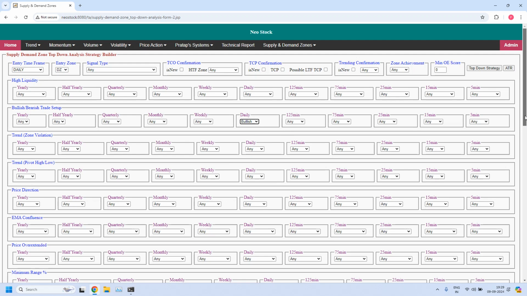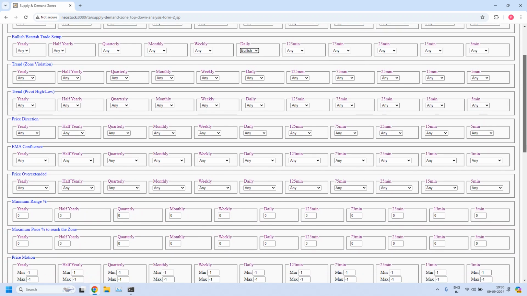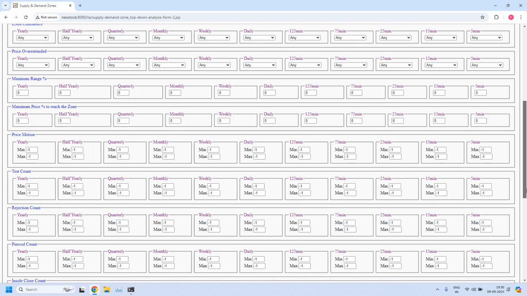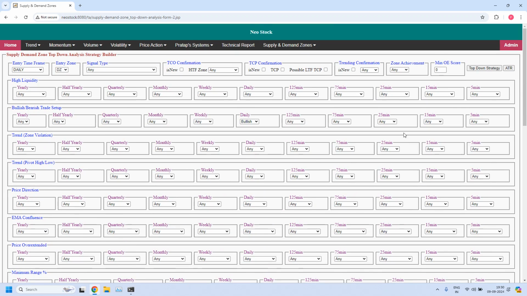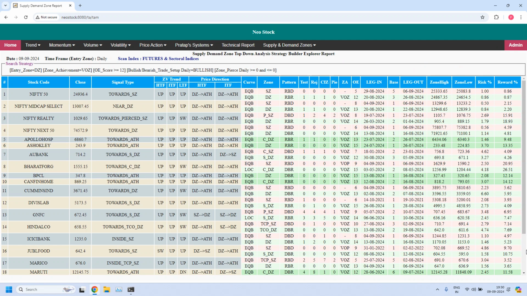The bullish, that is the daily demand zone, should not be pierced. So in the pierced count, entry time frame daily, minimum value I am setting 0. Maximum value 0. Zone achievement is a violated opposing zone. Minimum order enhancer score for bullish or bearish is 12. All the 3 filters are applied to the daily demand zone. I am generating the report. So this is the filter list.